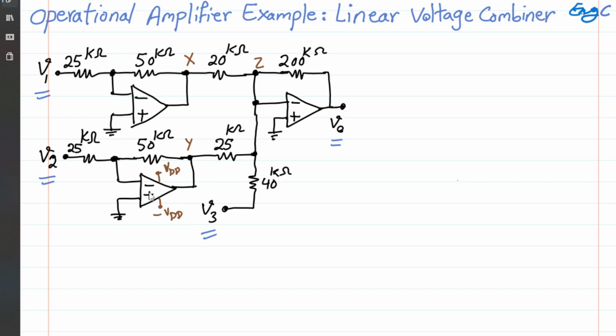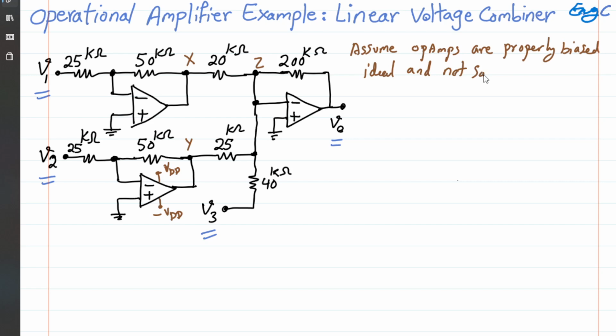they are not saturated. And at the same time, you can see that all these 3 op-amps are in negative feedback. So with that assumption, let's assume all op-amps are properly biased, ideal, and not saturated. So they are in linear mode of operation.